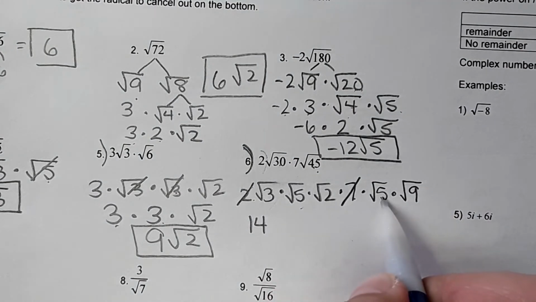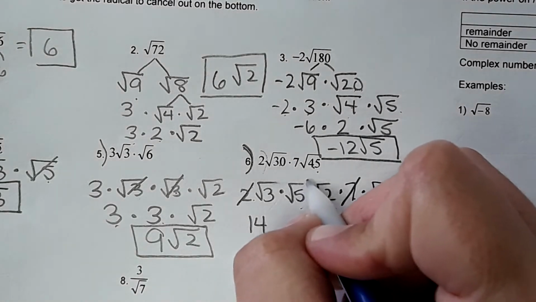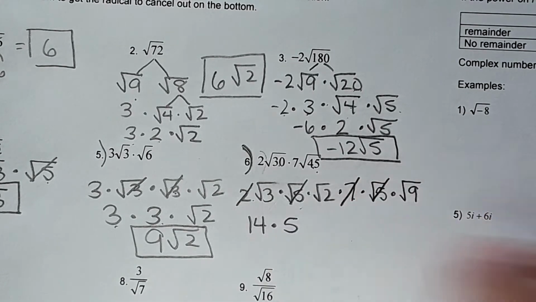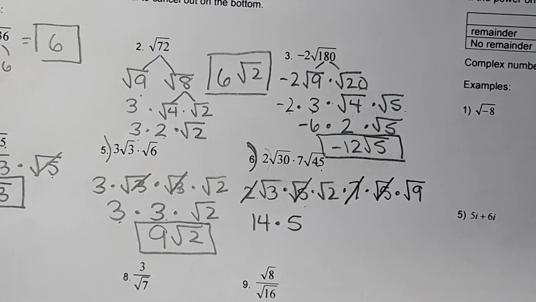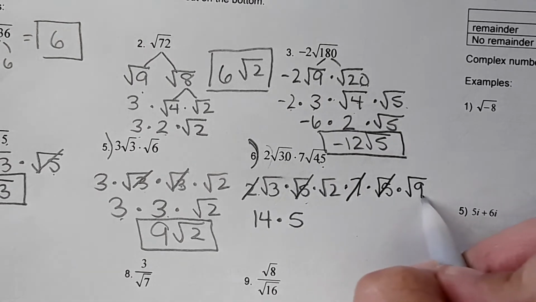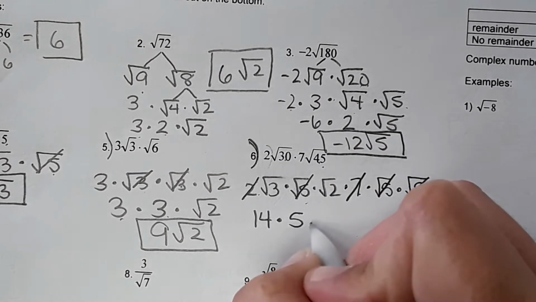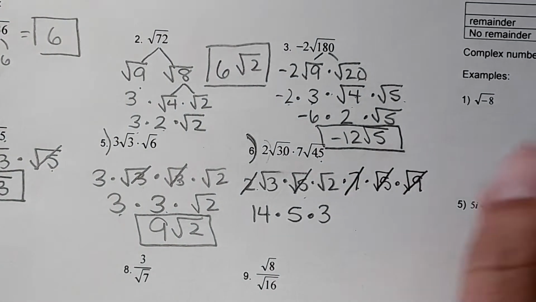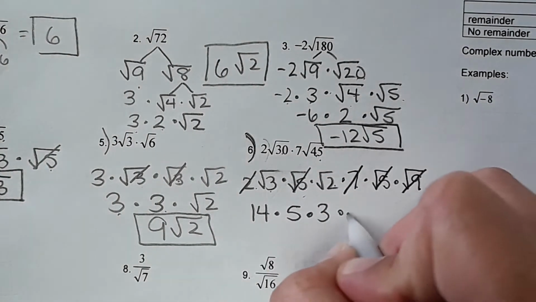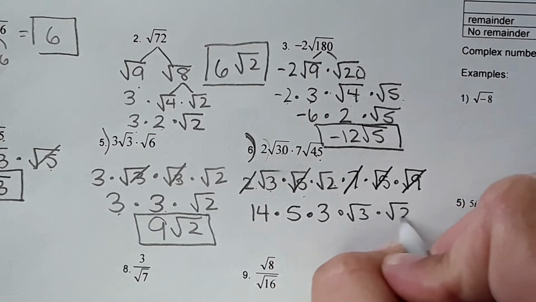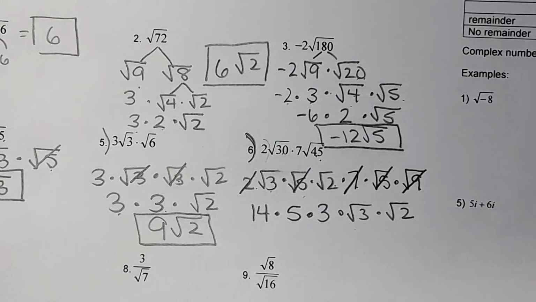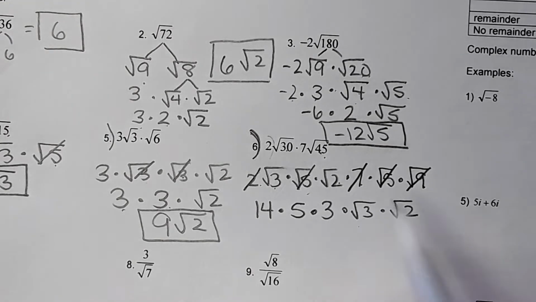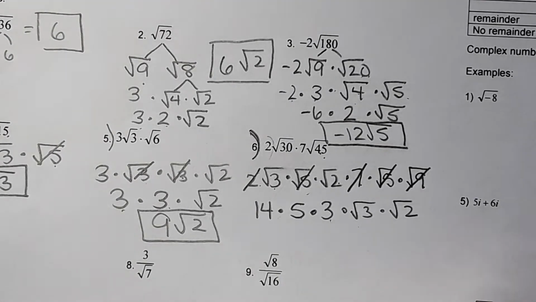Then square root of 5 times square root of 5 is going to be 5. So cross those out, just times 5. Square root of 9 is 3. And then square root of 3 times square root of 2. So these 14 times 5 times 3 comes out to 210, right?